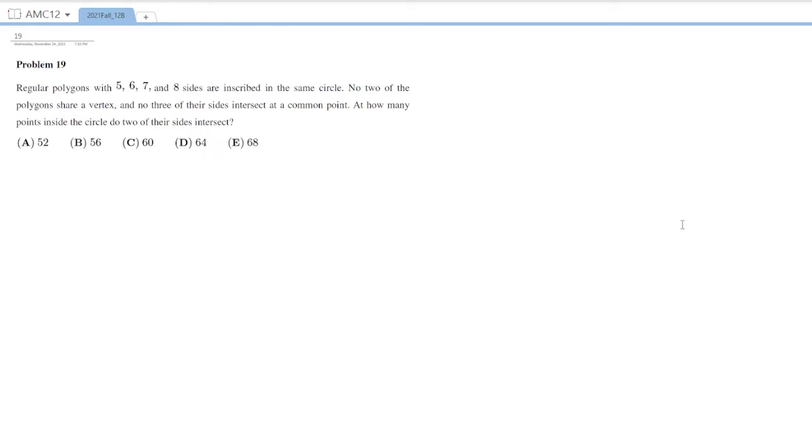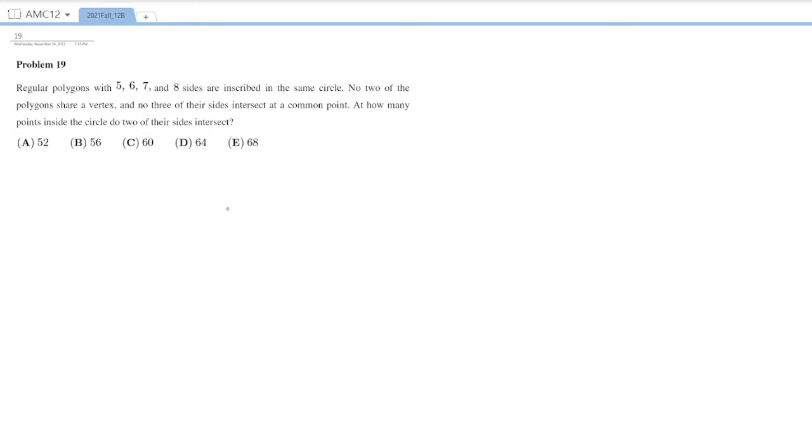So the problem is we have regular polygons with 5, 6, 7, and 8 sides inscribed in the same circle, and no two of them share the same vertices. And no three sides intersect at a common point. So how many points inside the circle can we get?